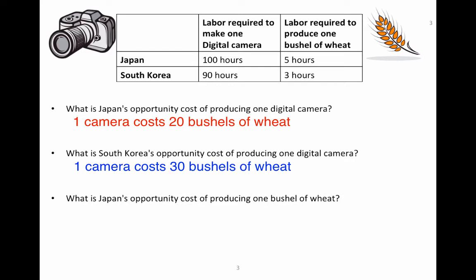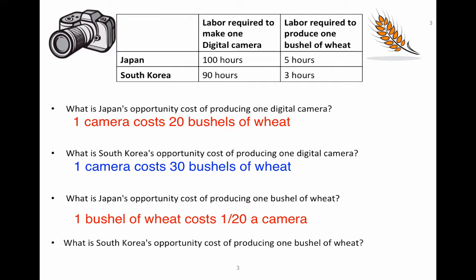Now let's calculate the opportunity cost of wheat production. In Japan, it takes 5 hours to produce 1 bushel of wheat. Those 5 hours could be used towards the production of 1/20th of a digital camera. In Japan, 1 bushel of wheat costs 1/20th of a digital camera.